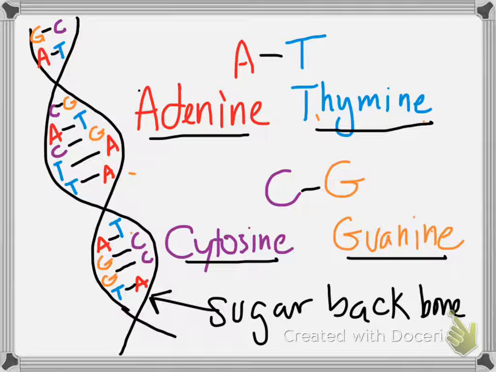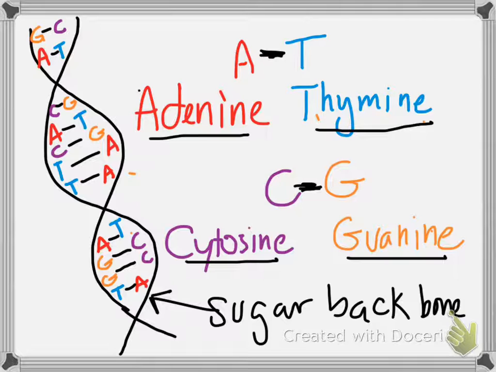Adenine only pairs to thymine. Cytosine only pairs to guanine. And we're going to look at a good mnemonic for remembering that. Apples fall from trees, cars park in the garage. It works. So I'll let you go ahead and draw that.